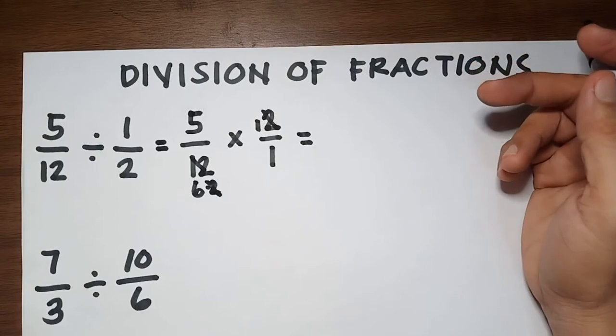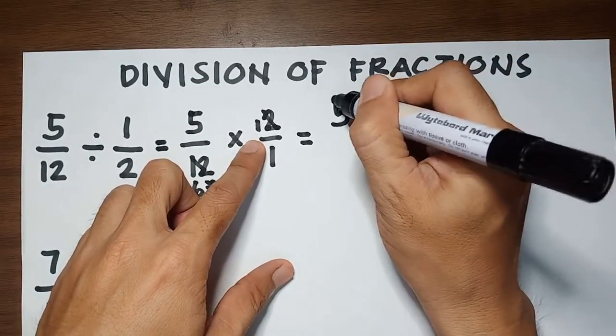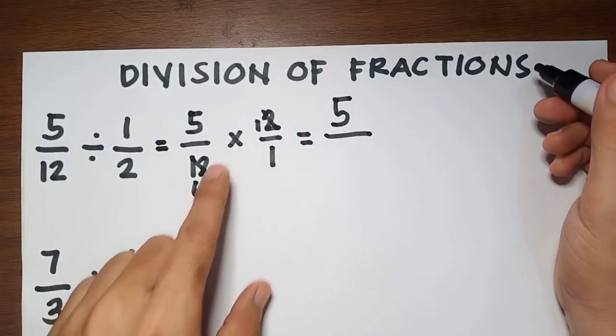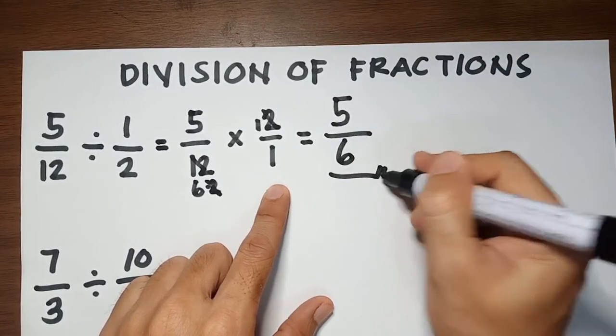Proceed to multiplication. 5 times 1 is 5. Copy 5, that's over 6 times 1 is 6. So this is now the final answer.